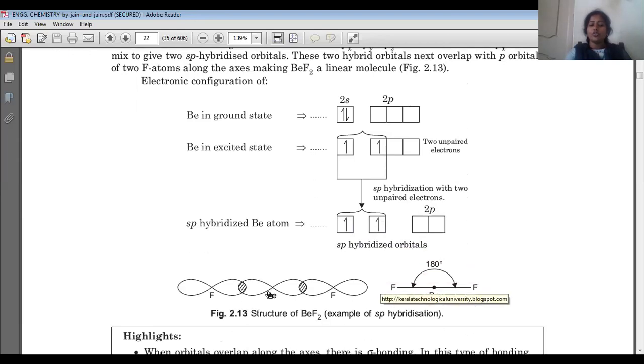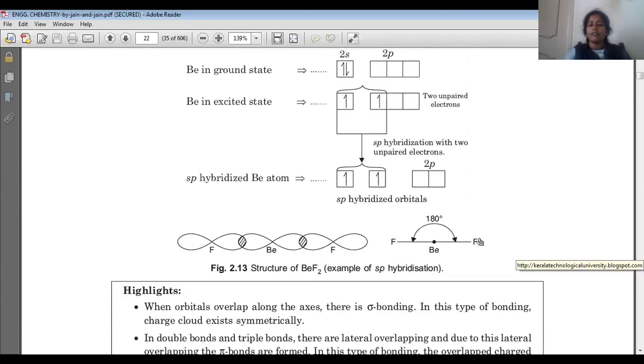The two sp hybridized orbitals of beryllium now mix with the p orbitals of two fluorines in an axial manner. Here is the structure of beryllium difluoride: the central beryllium is sp hybridized, so it mixes with a fluorine p orbital on one side and another fluorine p orbital on the other side. Finally, we get a linear molecule, and the bond angle between adjacent bonds is 180 degrees. Hence, it is a simple example of sp hybridization.